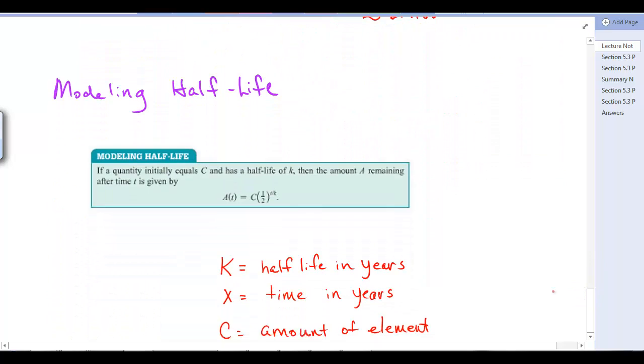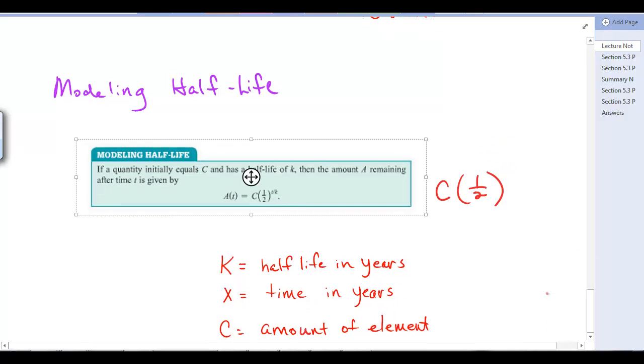And then we do have a special one that we're going to look at, modeling half-life. If you've had chemistry, you probably have talked about half-life of certain elements. And so this is a typical half-life formula that we might use. It's C times 1/2 raised to T over K.